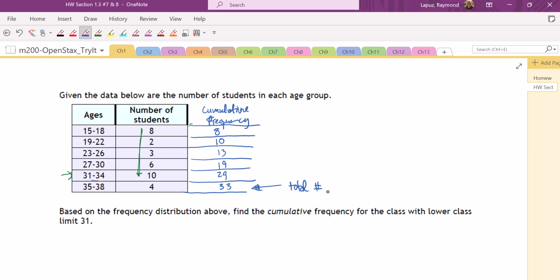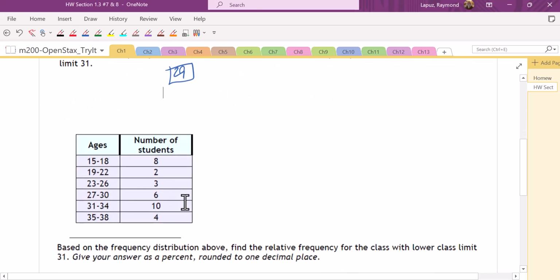All right. Okay, so the answer to this problem would be for this class, and that's 29. So based on a frequency distribution, the cumulative frequency for the class with the lower class limit of 31 is going to be 29.